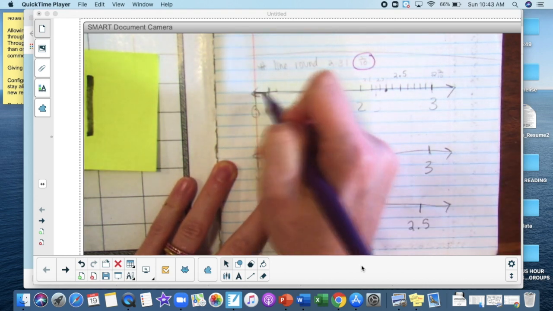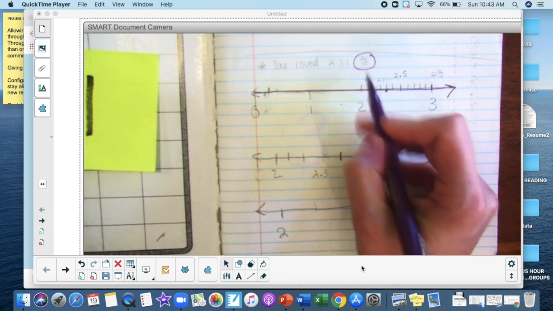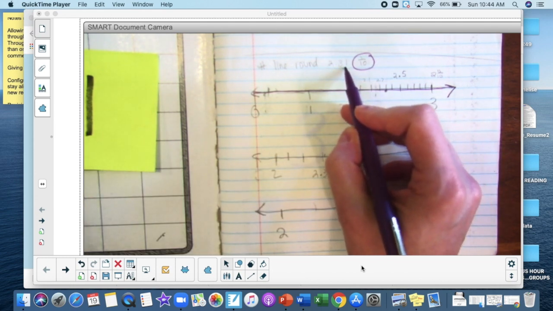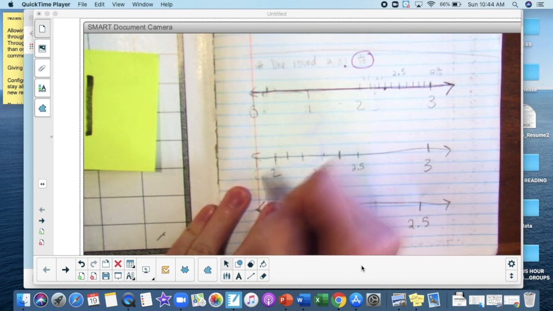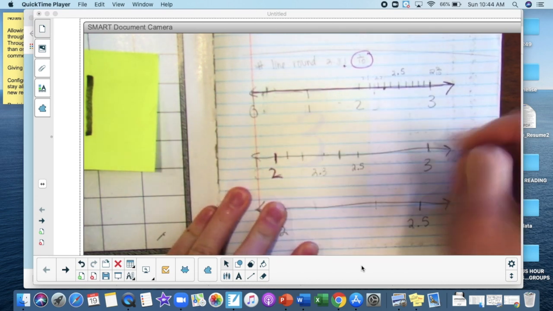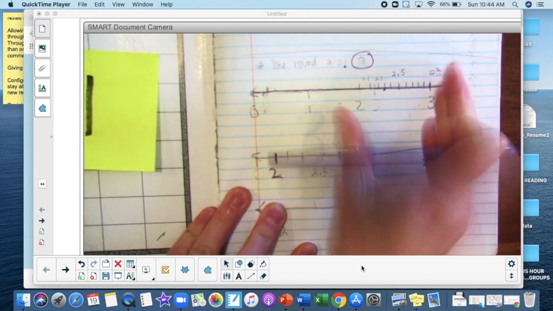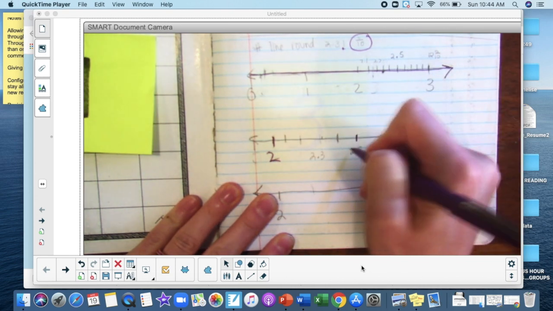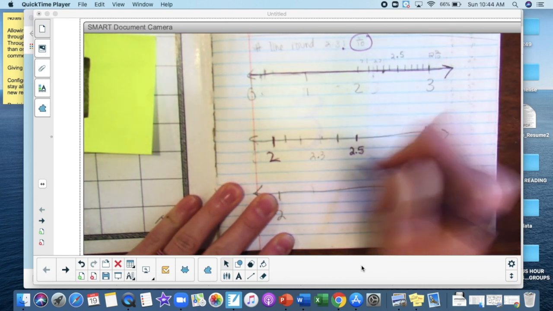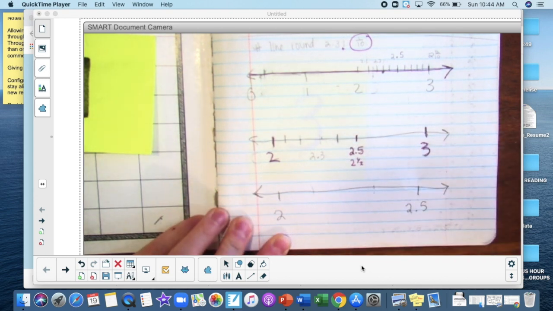So when I did it at first, I drew a conventional number line, and I thought, no, I'm rounding to the nearest tenth, which means I'm looking at the hundredth. So I need to zoom in a little bit. So my next number line went in between the whole numbers 2 and 3. I cut out the 0 and the 1, and I zoomed in on 2 and 3. And I know that 2.5 would be right in the middle.